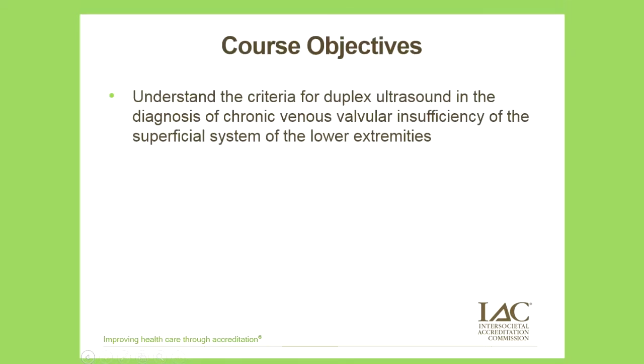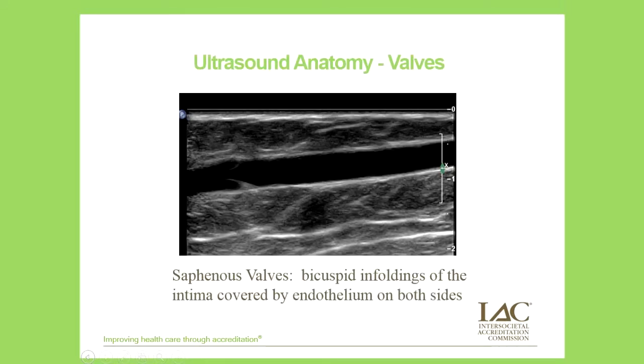So let's talk about the first objective, and it's going to summarize some of the criteria for duplex ultrasound in the diagnosis of chronic venous valvular insufficiency. So begin by talking about the anatomy very briefly, and you can see by this image that there is a valve on the screen.